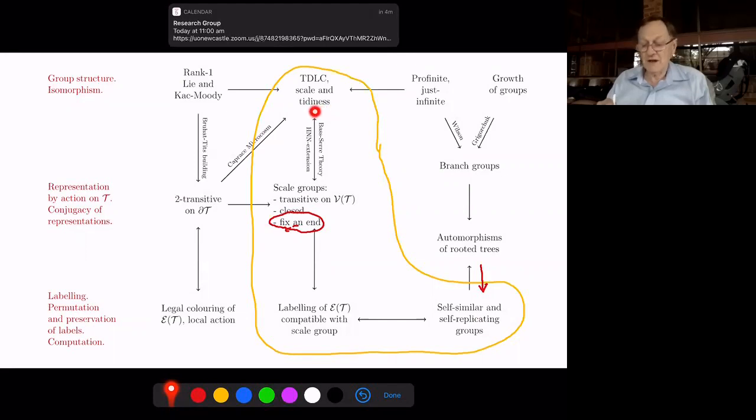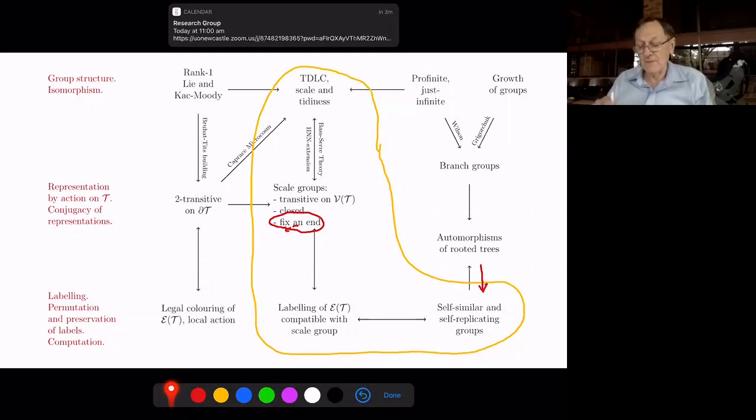There are some other aspects to this theory. There's the notion of local structure, which is understanding how the compact open subgroups, so these are pro-finite groups, correspond to the global structure. So how local structure corresponds to global structure in these groups.